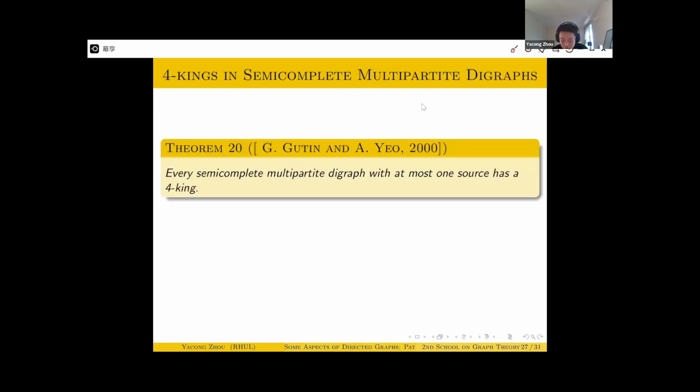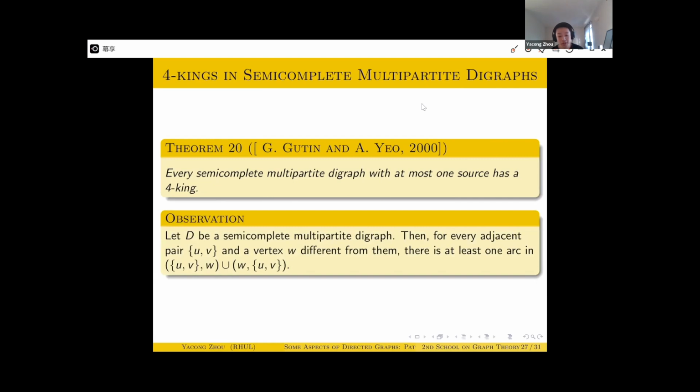But do they have a 4-king? Actually, the answer is positive. In fact, in 2000, Gutin and Yeo confirmed that every semi-complete multipartite digraph with at most one source has a 4-king. So in the rest of my lecture, I want to prove the theorem in detail.